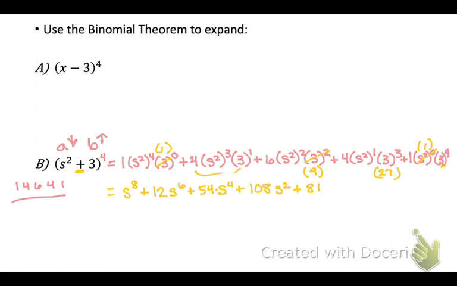Dylan said it, 81. What do you notice about your powers of s, guys? They're in order from biggest to least, right? They go down by 2. Should they always go down by the same amount? Yes. If they don't, did you accidentally add them once instead of multiply them? So do you have checks along the whole way? Yeah. Not too bad, is it?